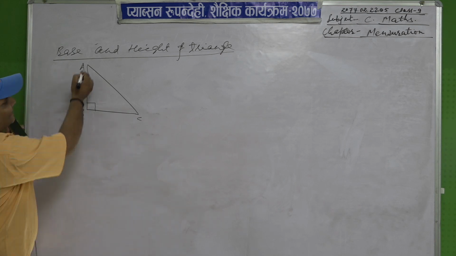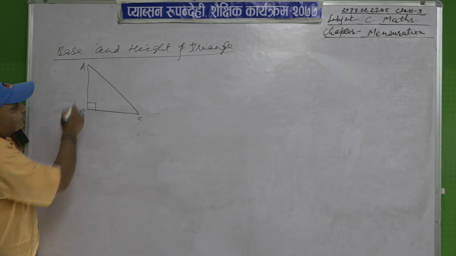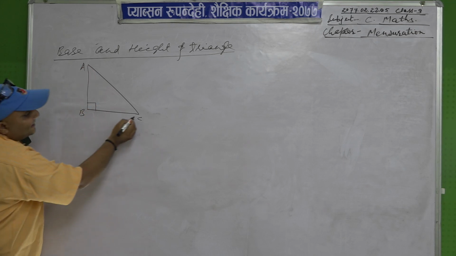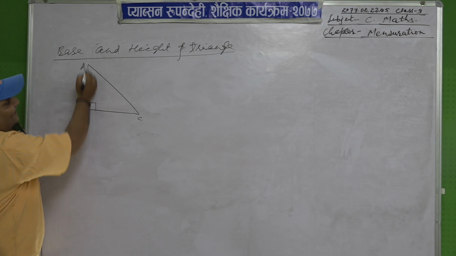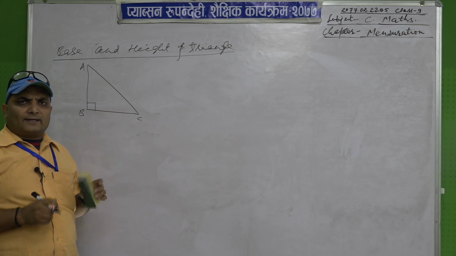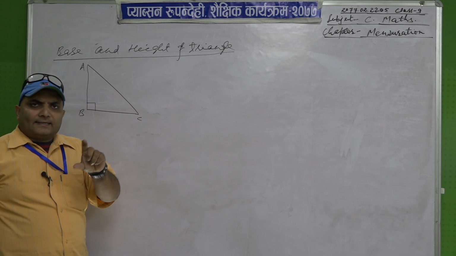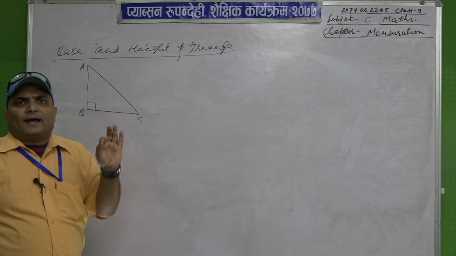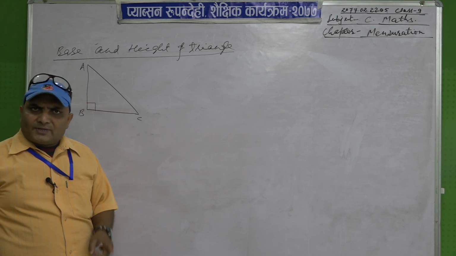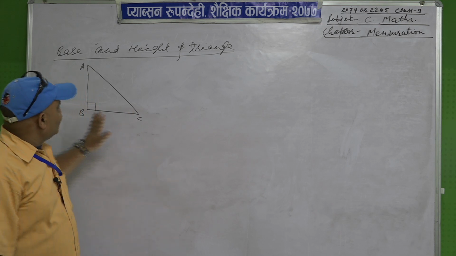In this figure, this AB has made a 90 degree angle on BC. So AB is called height, BC is called base, or we can say BC is height and AB is base. To be a height or altitude of a triangle, there must be an angle of 90 degree. Without making 90 degree, there is no height. That's why to be a height, there must be an angle of 90 degree or the line must be a perpendicular line.